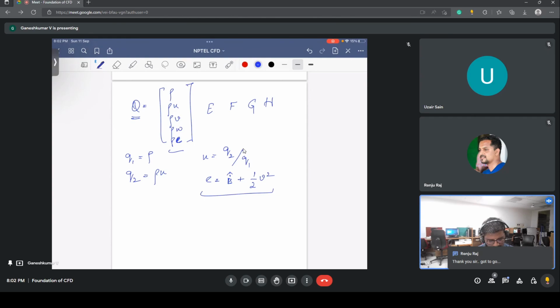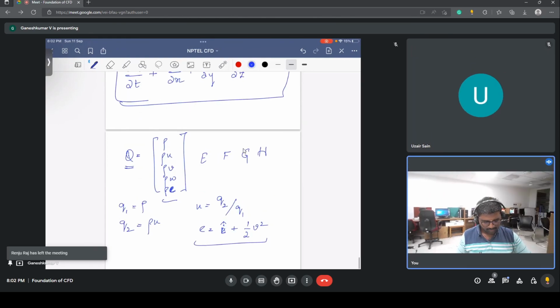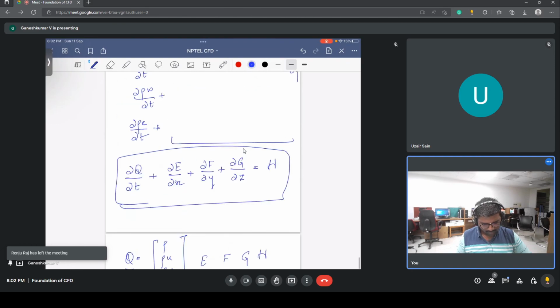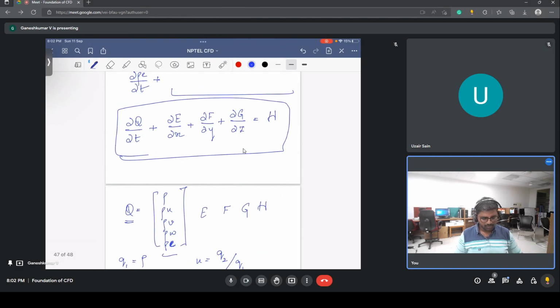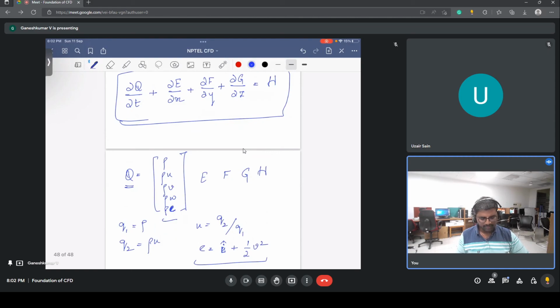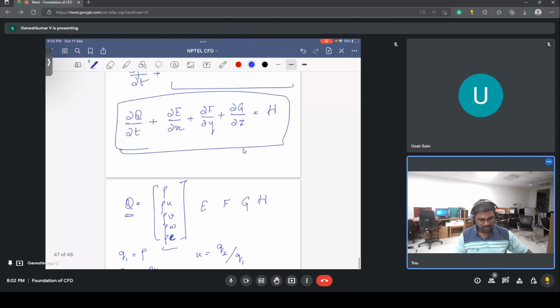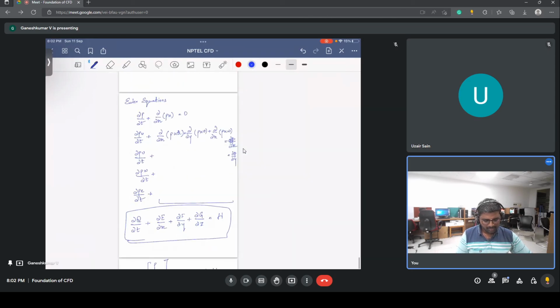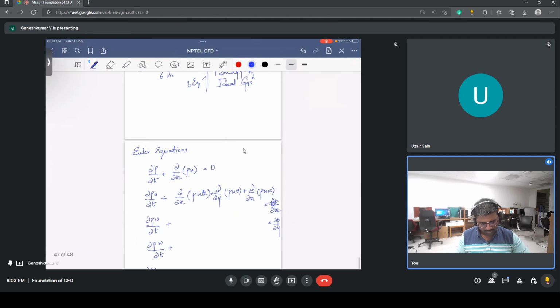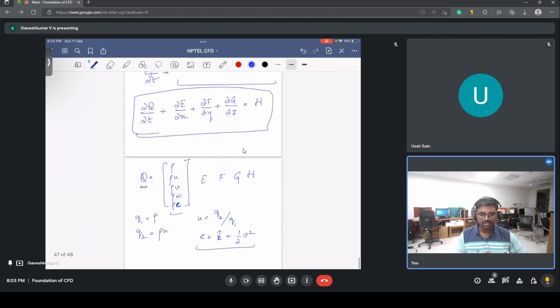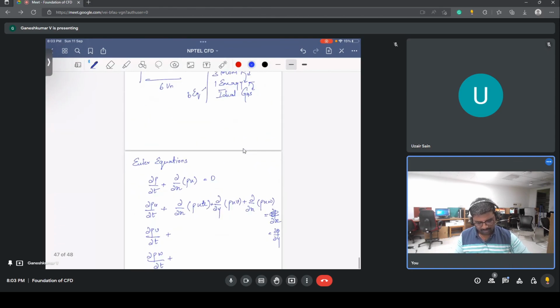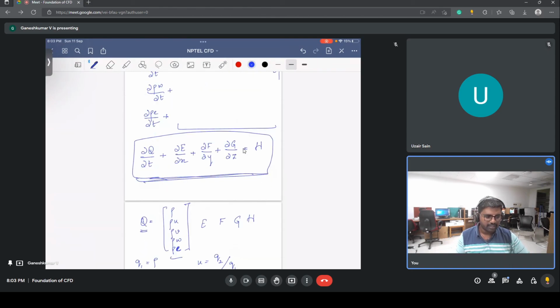So they will use these relations to find the variable q. Once they find the variable, they will take back the velocities, temperature, pressure and density from this. That's how they will do the coupled approach. Here there is no prediction and correction. They just use this vector form of the equation to find the variables. So this is the coupled approach. You just solve the equation at once.